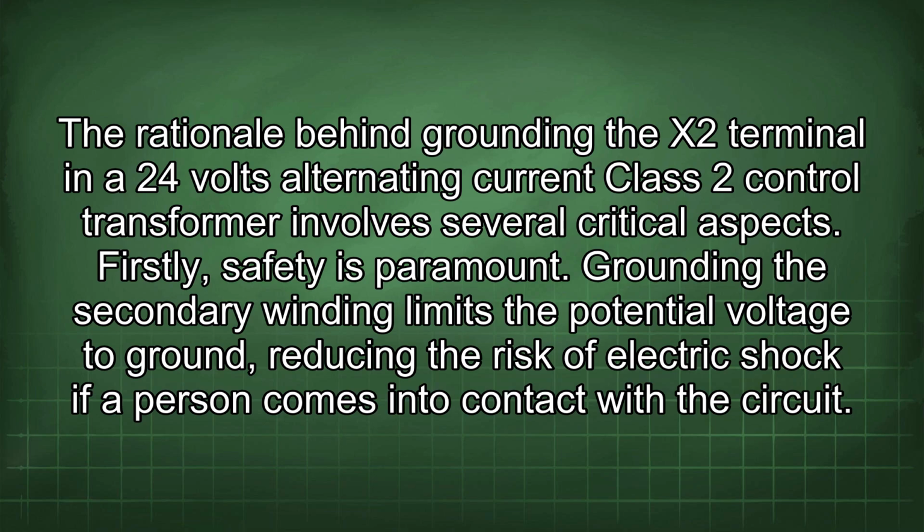The rationale behind grounding the XDU terminal in a 24 volts alternating current Class 2 control transformer involves several critical aspects. Firstly, safety is paramount. Grounding the secondary winding limits the potential voltage to ground, reducing the risk of electric shock if a person comes into contact with the circuit.